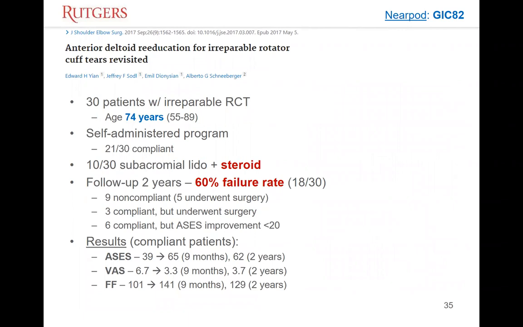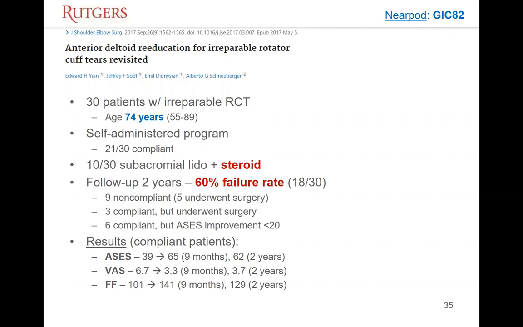In 2017, a group from California wanted to compare their results with the deltoid re-education with the former study. 30 patients were prospectively enrolled, and the patients were given the same home exercise program. However, in this cohort, only a third of the patients received a subacromial injection, and they defined failure of the program as either abandoning the program for surgery or a less than 20-point increase in the American Shoulder and Elbow Surgeons score at final follow-up.